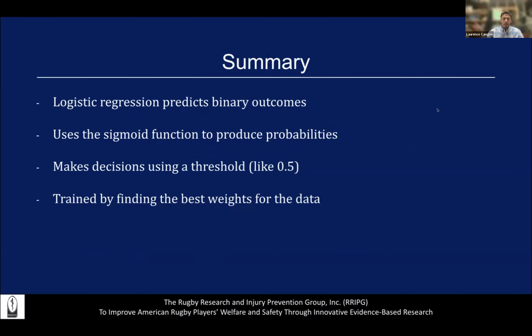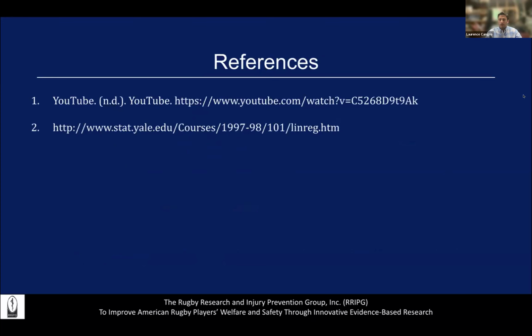So in overall summary, logistic regression will predict binary outcomes, and uses a sigmoid function to produce probabilities. It's going to make decisions based on a threshold like 0.5, over that being yes, under that being no. And then it's trained by finding the best weights for the data. And here are my references. If anybody has any questions, please let me know.